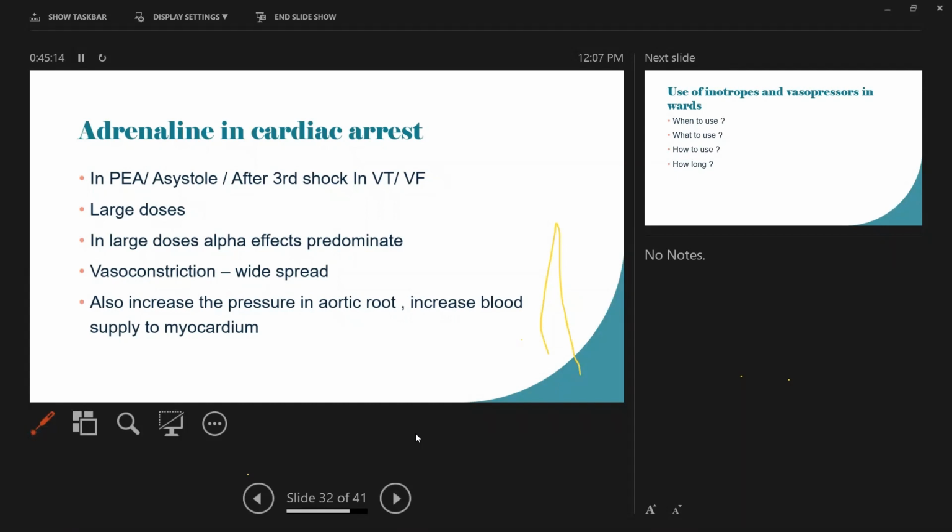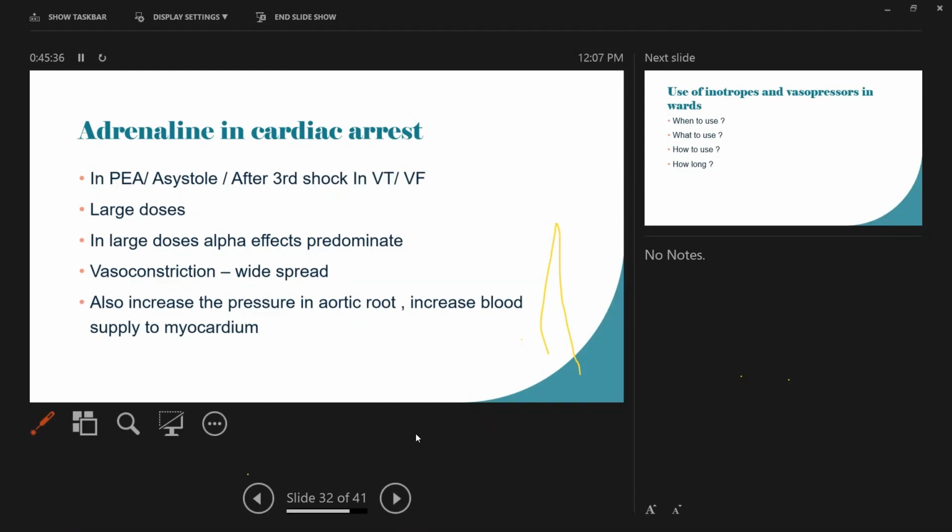So it is the same thing. You have to have something increasing the aortic root pressure. That is how the blood supply is continuing when you are giving cardiac massage. And with adrenaline, it causes widespread vasoconstriction, so it is better than noradrenaline in this situation. And with noradrenaline, there are no dose calculations to give as boluses.